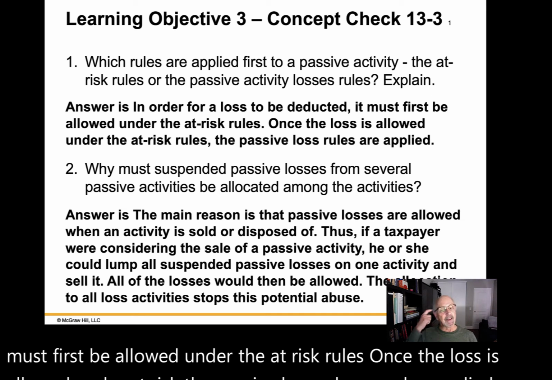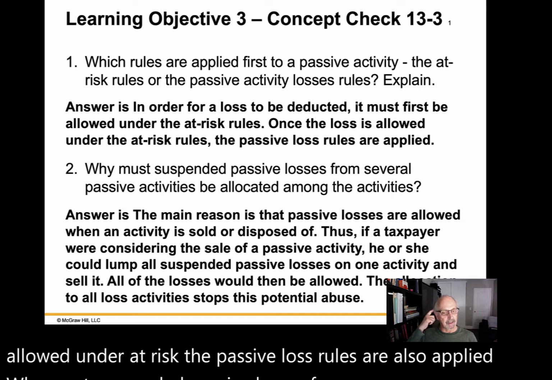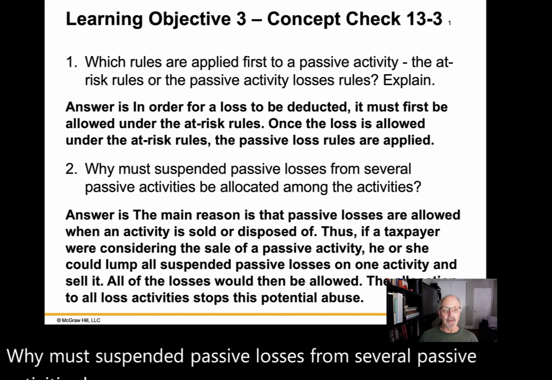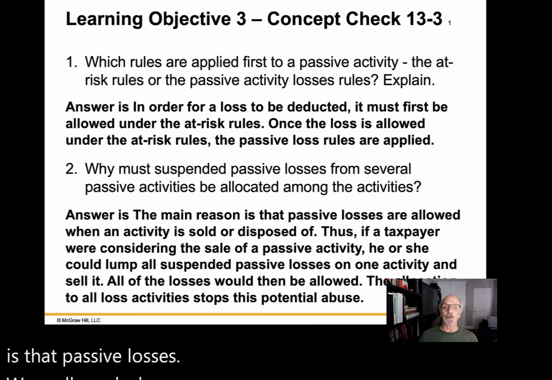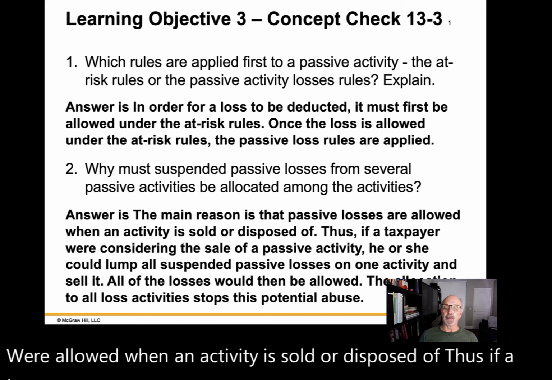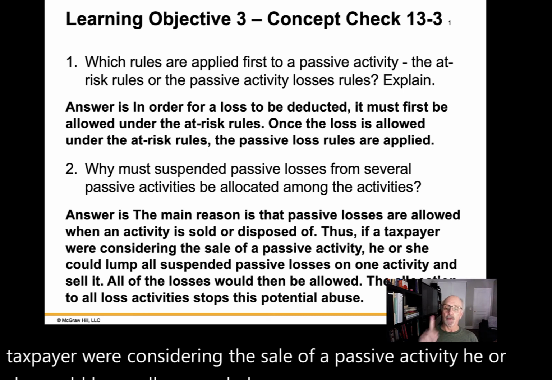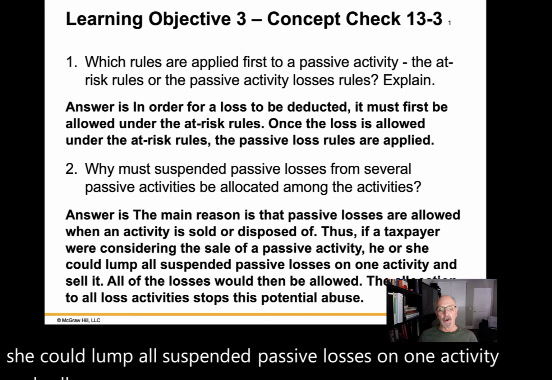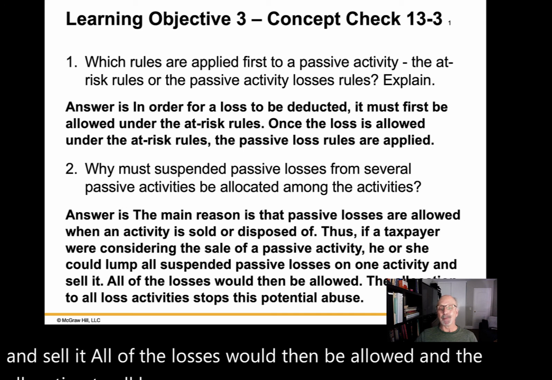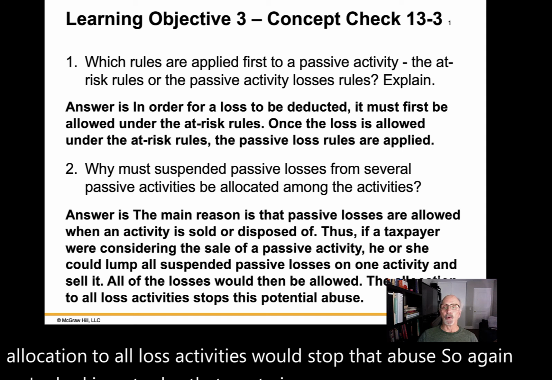Why must suspended passive losses from several passive activities be allocated among the activities? The main reason is that passive losses are allowed when an activity is sold or disposed of. Thus, if a taxpayer were considering the sale of a passive activity, he or she could lump all suspended passive losses on one activity and sell it. All of the losses would then be allowed, and the allocation to all loss activities would stop that abuse. So again, we're looking at rules that are trying to control the illegal activities that people do with regards to their taxes.